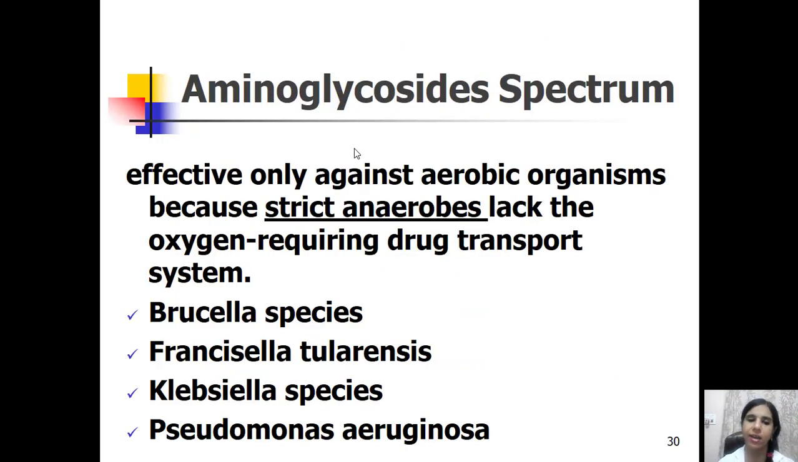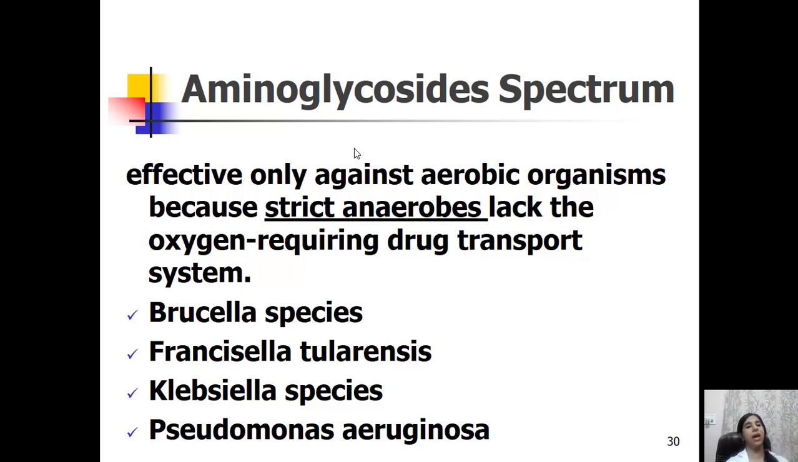The aminoglycoside spectrum is purely gram-negative. Of course, it has activity against a few gram-positive organisms, but it does not have activity against strict anaerobes. The reason is simple: aminoglycosides cannot get inside an anaerobe, because an anaerobe does not have a drug transport system. Aminoglycosides also need to get inside the cell.